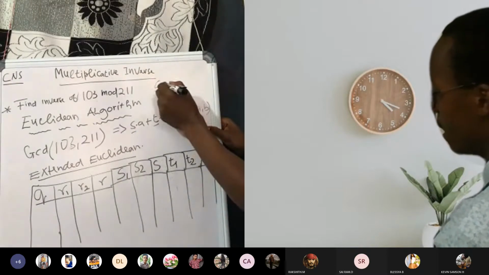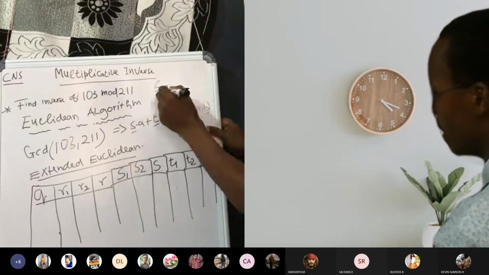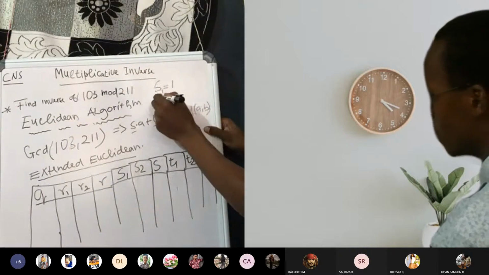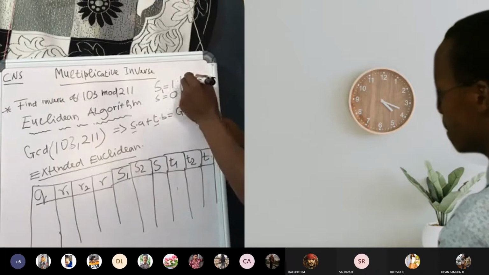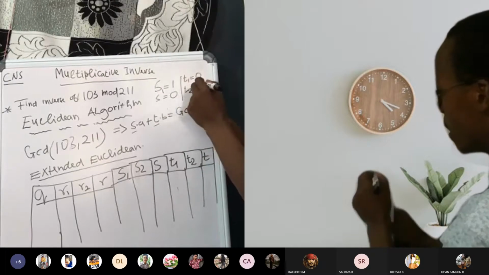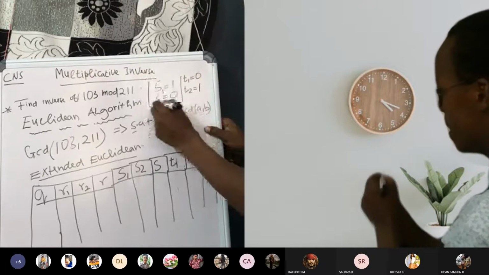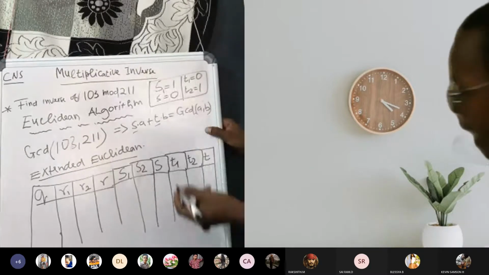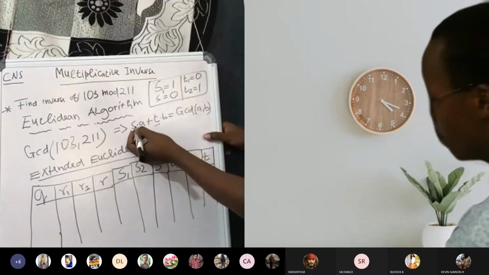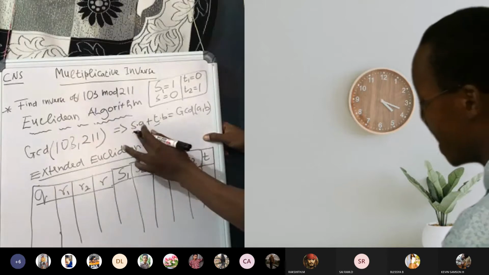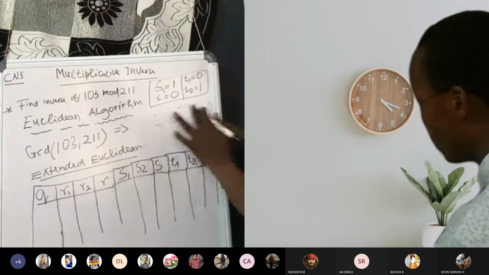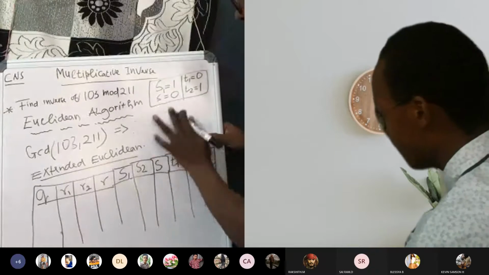And by formula, we have the value of S1 equal to 1, S2 equal to 0, T1 equal to 0, T2 equal to 1. Keep this in mind, we shall substitute them. And we want to find S and T. What is the formula we use to find S and T?